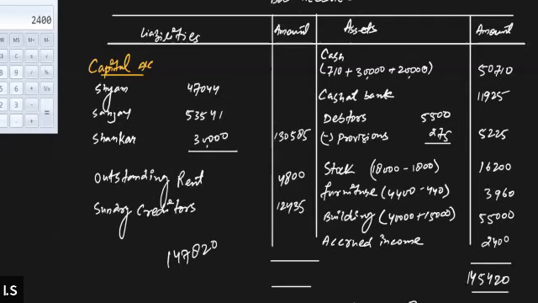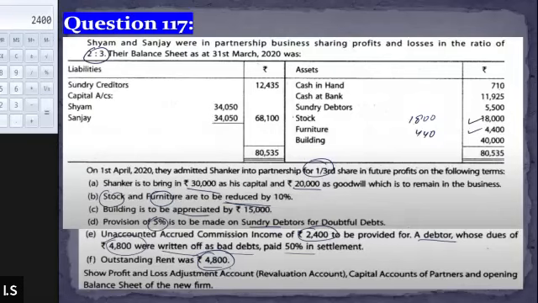Just a minute. I think we are making some mistakes here. Anyone else able to spot the mistake? Sir, how will recovery of bad debts be treated? That is 2,400 rupees. Recovery of bad debt is an income. It will only affect the revaluation account. It is in no way going to affect the debtors. Okay.